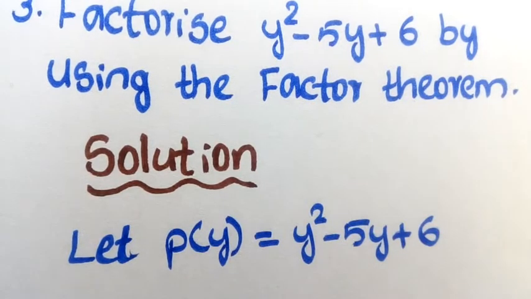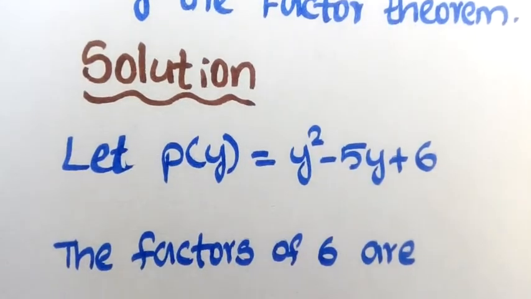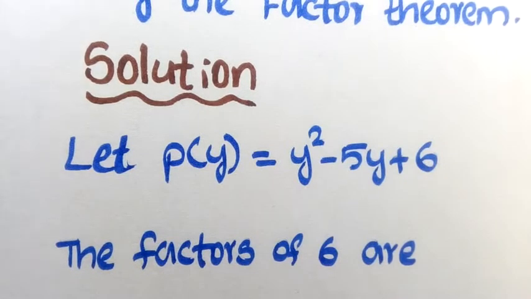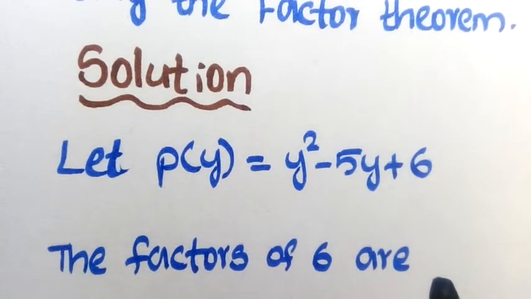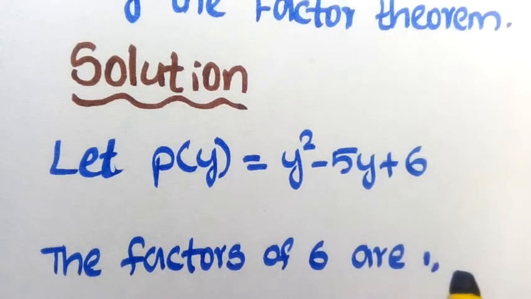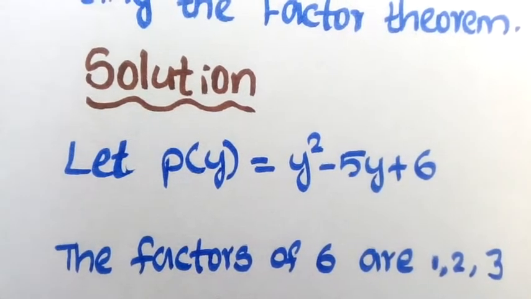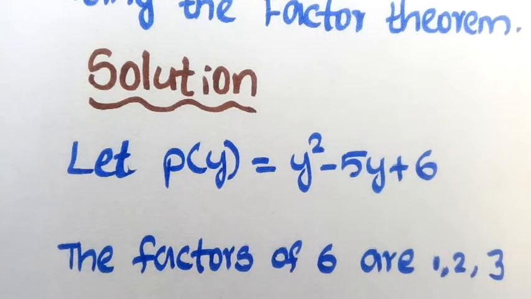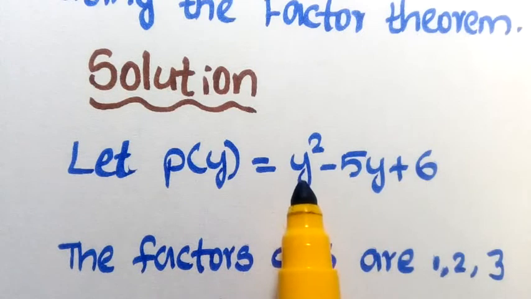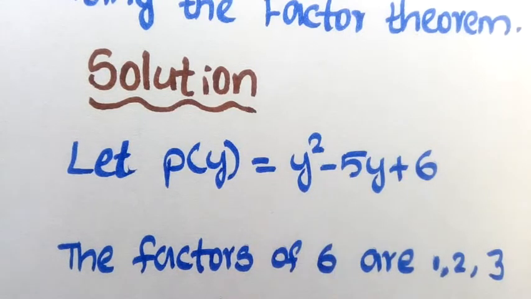Therefore, the factors of 6 are... Children, what are the factors of 6? Yes, the factors of 6 are 1, 2 and 3. Next we need to substitute the factors of 6 in the given polynomial. In which value of the factor we will get the answer 0, then it is a factor of the given polynomial. Otherwise it is not.